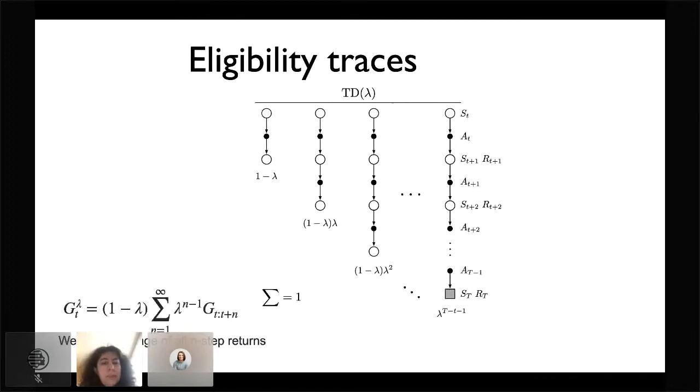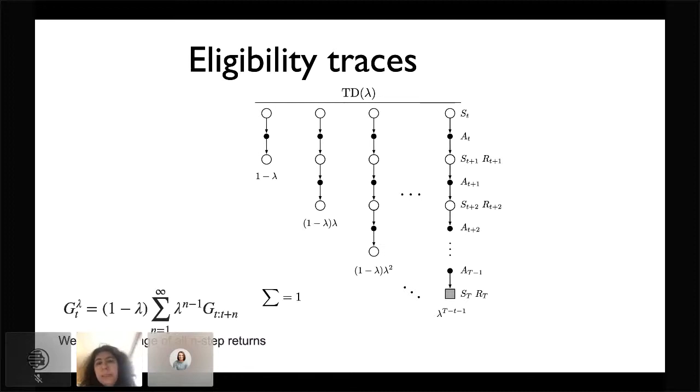Now, there's a further idea that we can use called eligibility traces, which is, rather than committing to a time horizon of one or two or three steps over which we're going to do updates, we can consider all of the returns weighted exponentially with a parameter lambda that controls this kind of weighting.